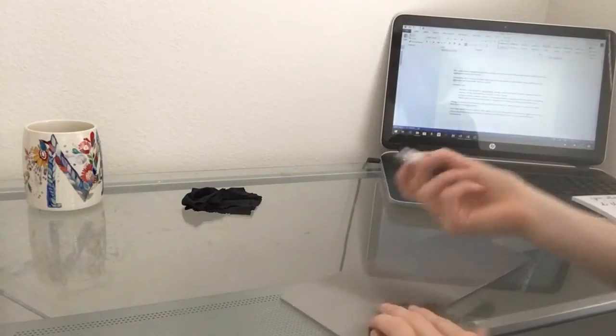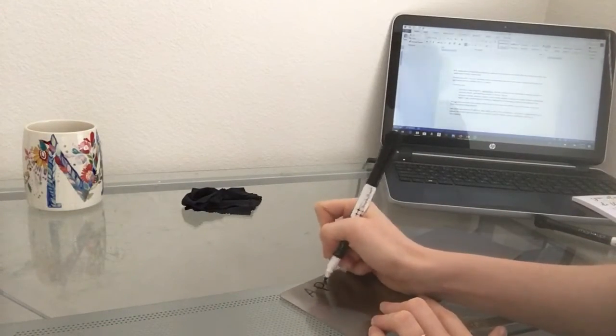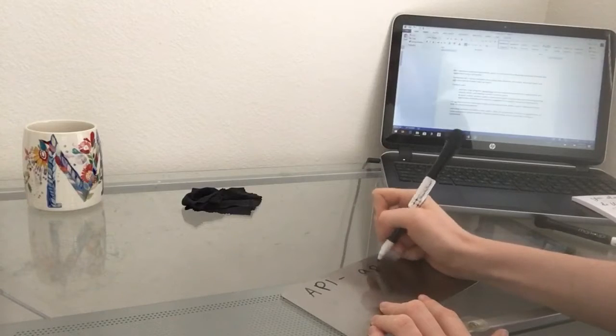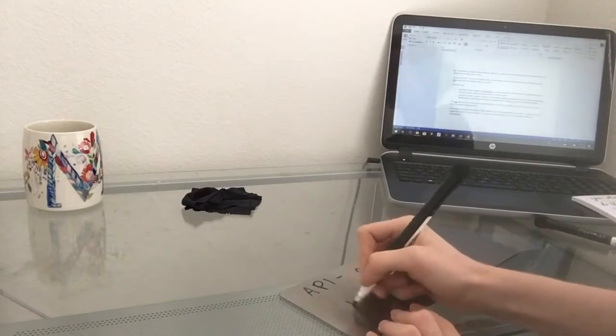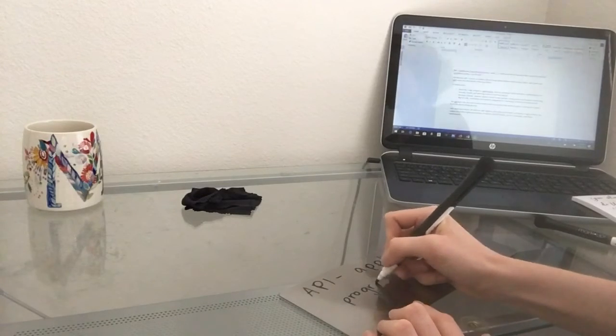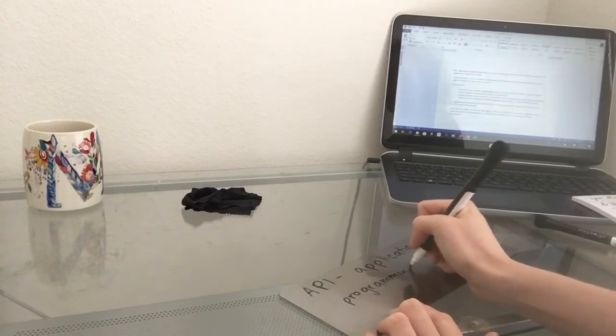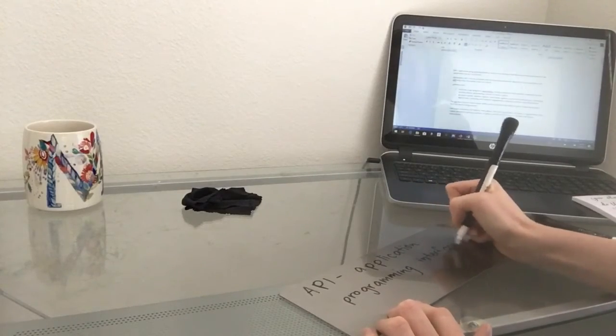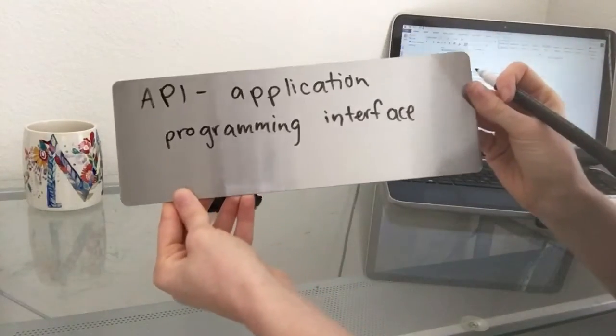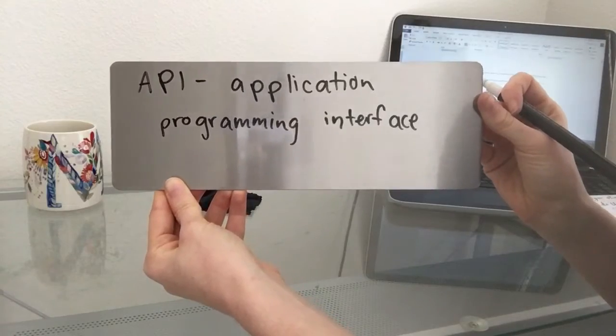When you're learning about web development, something that's important to know about are things called APIs. API stands for Application Programming Interface. An API is a mechanism that allows two applications to interact with one another following a specified set of rules.